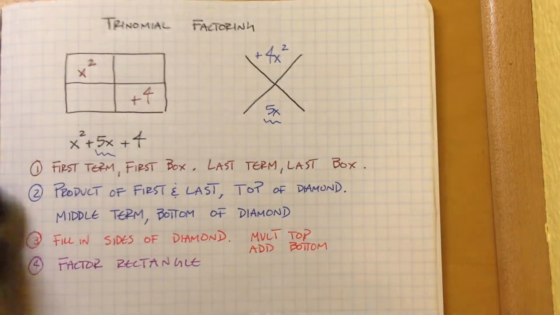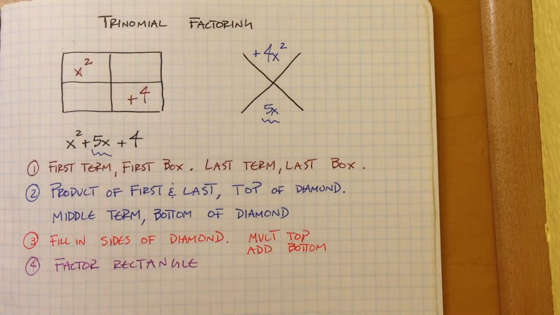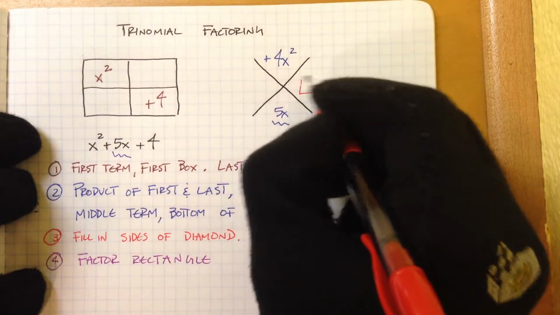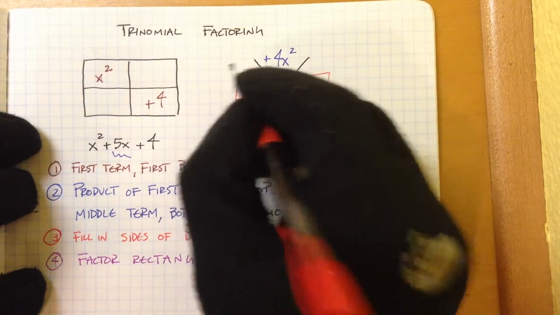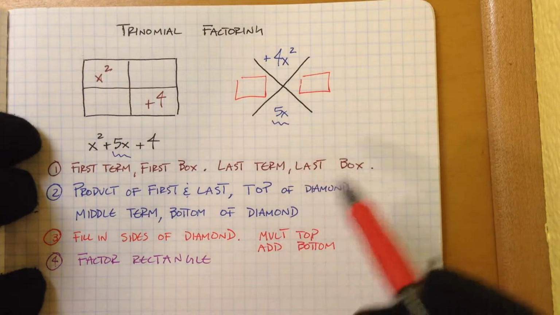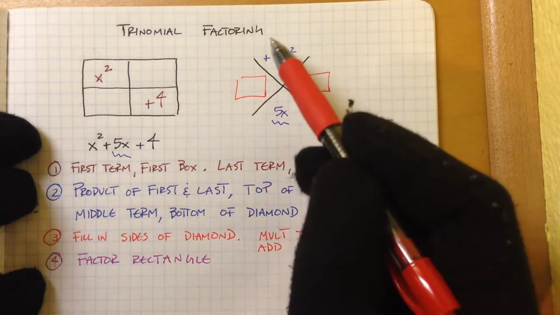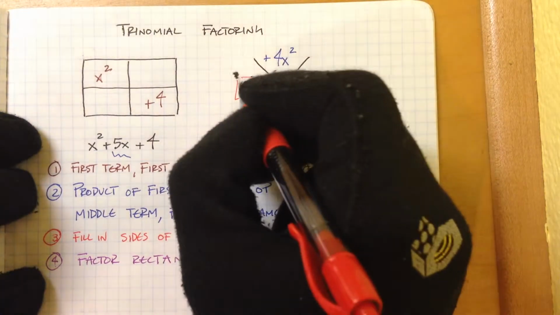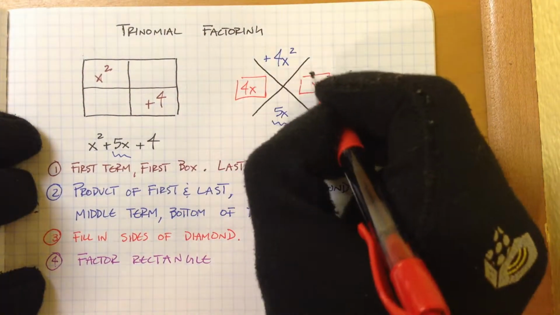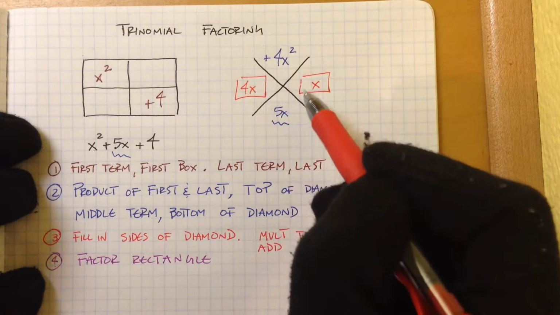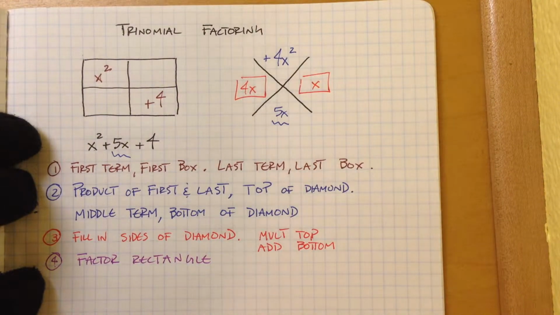Now this is the diamond problem. We're on to step 3 here. So we need to fill in the sides of this diamond problem, okay? Hopefully you have a little experience with these. So we multiply to get the top term, and then we add to get the bottom term. So really, what are the factors of 4x squared that give us a 5x? Okay, so hopefully you're saying 4x times x. 4x times x is 4x squared, and when I add these two together, I end up with a 5x value. That's perfect. That's just what we want.